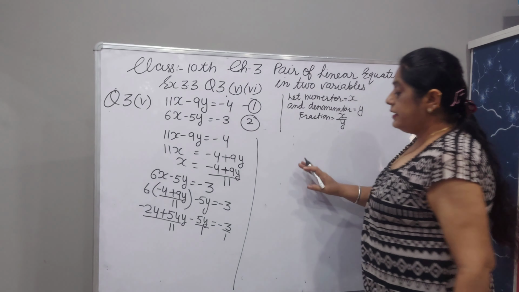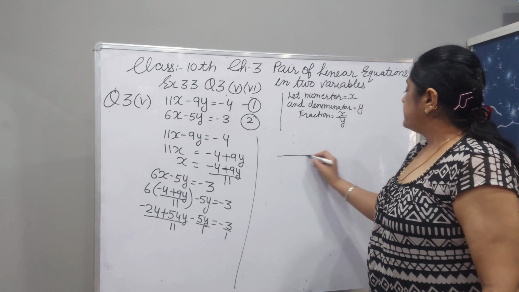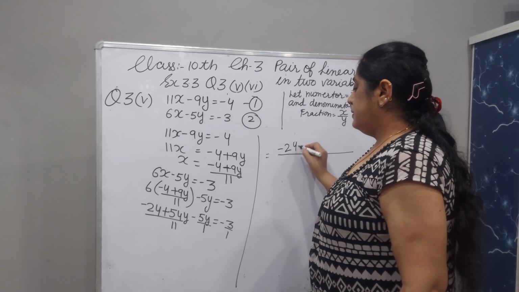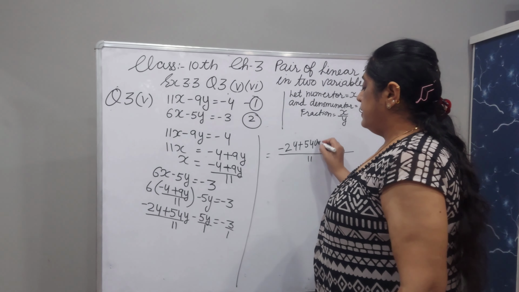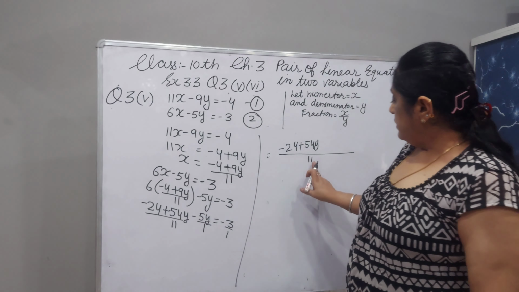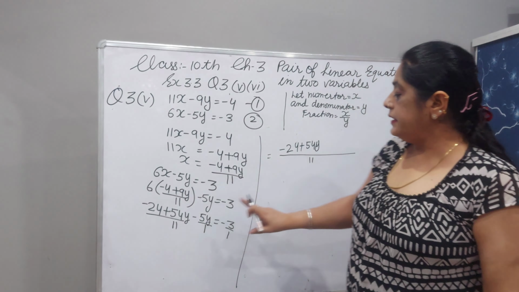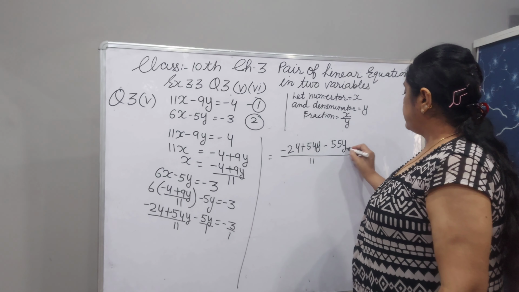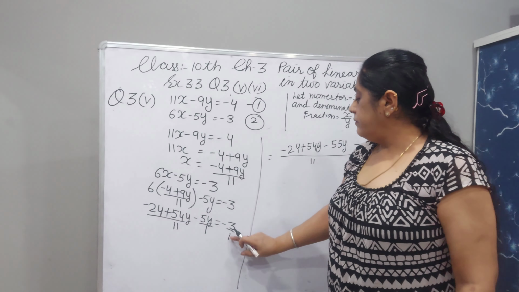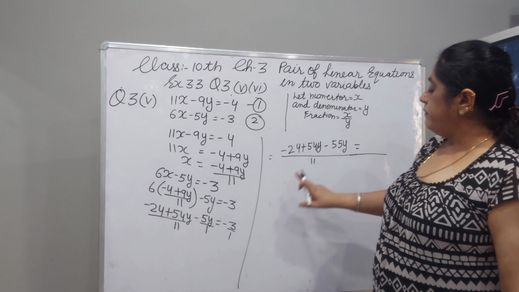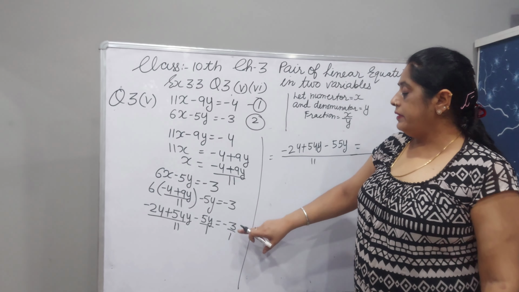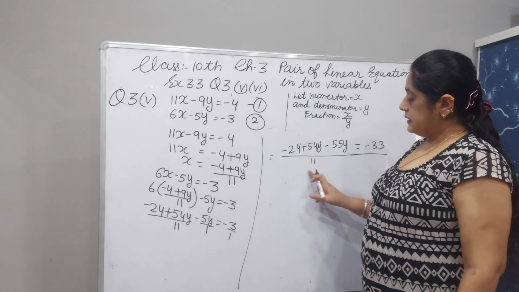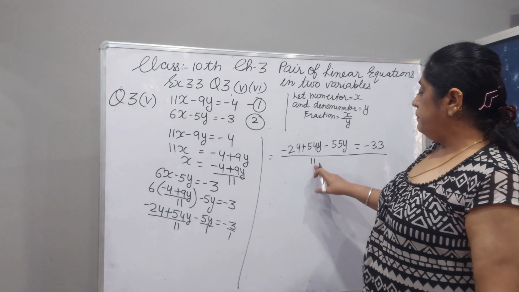Now I will take 11 as a whole LCM. Minus 24 plus 54y. Now our LCM is 11. 11 divided by 1, 11. 11 multiply 5, minus 55y. And here 1 as a denominator. 11 divided by 1, 11, and 11 multiply by minus 3, minus 33. Because we have taken whole LCM, this 11 will be removed.